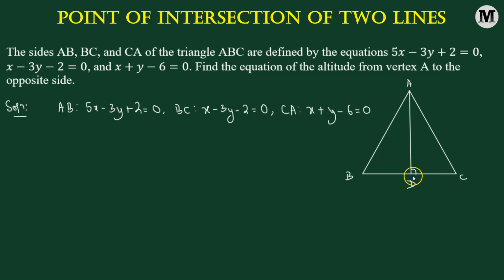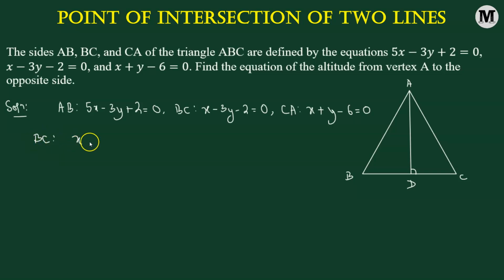Now, in order to find the equation of AD, we need two things. We need the coordinates of the point A as well as the slope of the line AD. Finding the slope of line AD is easy because AD is perpendicular to BC, and the product of the slopes of two perpendicular lines always equals -1. Which means using the slope of BC, we can find the slope of AD. So let's start with the equation of BC.